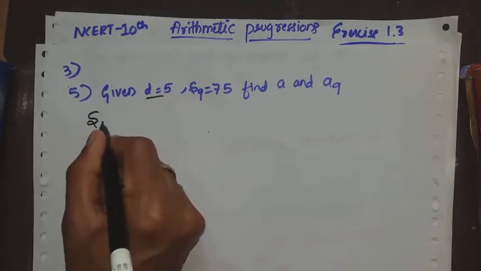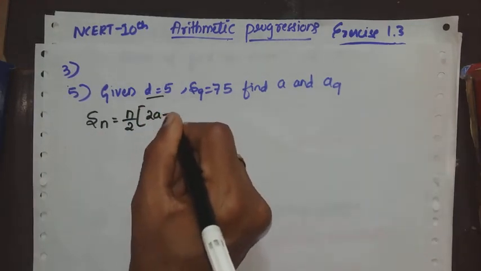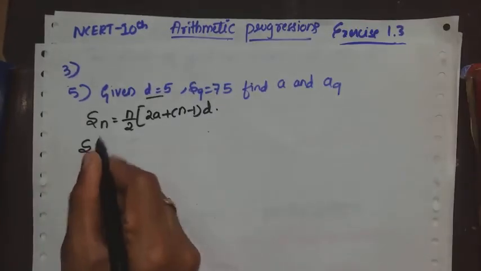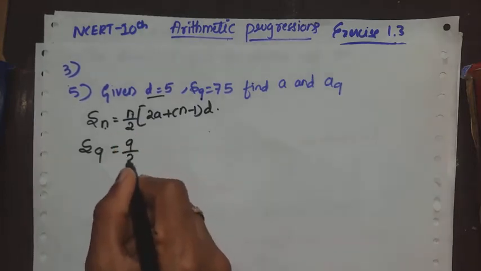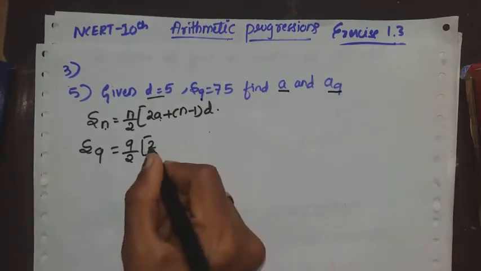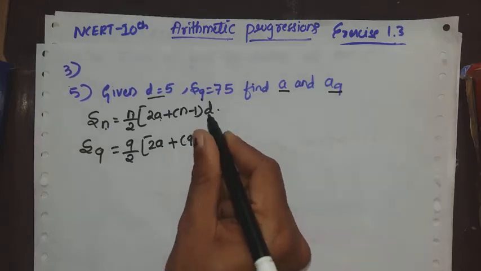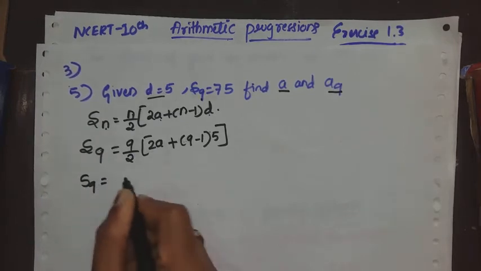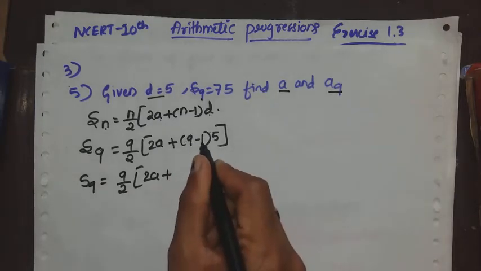Sn is equal to n by 2 into the bracket of 2a plus n minus 1 into d. Here n is nothing but 9. S9 is equal to 9 by 2 into 2a, we need to find a and a9, so a is written as it is. Next, n is 9 minus 1 into d, which is 5. So S9 is equal to 9 by 2 into the bracket of 2a plus 9 minus 1, which is 8.